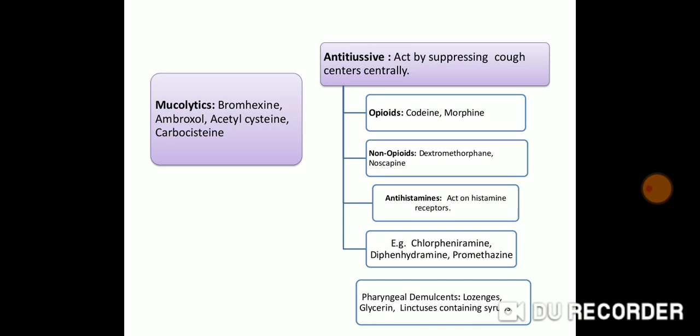Antihistaminics act on histamine receptors. Examples: chlorpheniramine, diphenhydramine and promethazine. Demulcents: pharyngeal demulcents like lozenges, glycerin, linctus containing syrups.